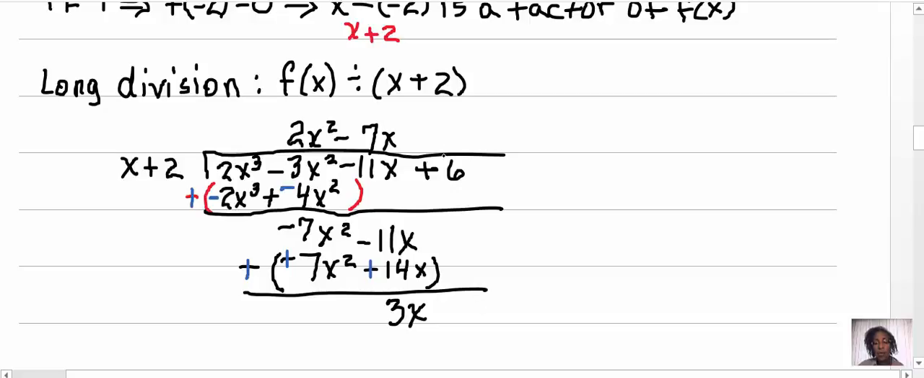Now I bring down one more term from the original dividend so that I have two terms in this new dividend. And the number of terms here has to match the number of terms in my divisor. So I'm dividing x into 3x, and I get 3. So 3 times x is 3x. Three times positive 2 is positive 6.